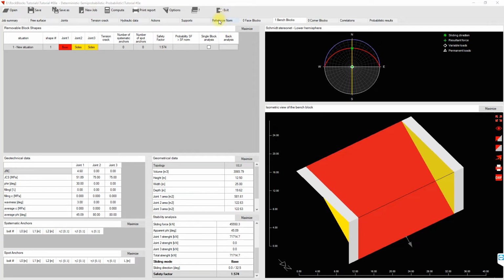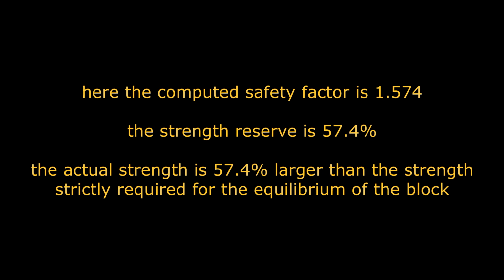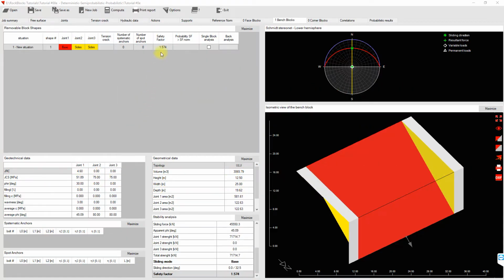Generally, the minimum acceptable deterministic safety factor is 1.3. That is, at least 30% strength reserve is required. Here, the computed safety factor is 1.574. The strength reserve is 57.4%. The actual strength is 57.4% larger than the strength strictly required for the equilibrium of the block.